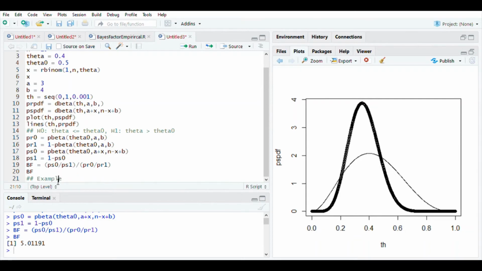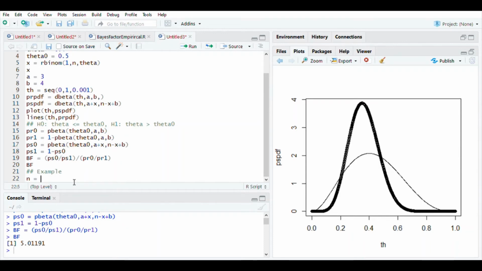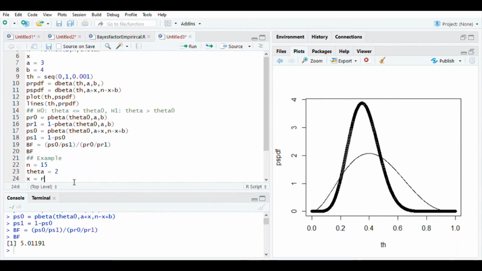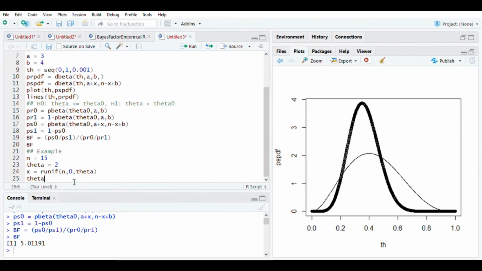Now let us see what will happen if we have random observations from uniform distribution. So again I have, suppose, 15 random observations from uniform 0, theta. So suppose theta is equal to, say, 2. Sorry, uniform 0 theta. Now suppose theta naught is, say, because we are testing the hypothesis theta greater than or equal to theta naught, so I am taking theta equal to say 3.